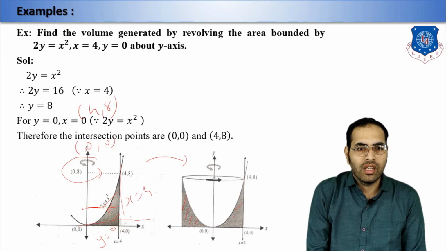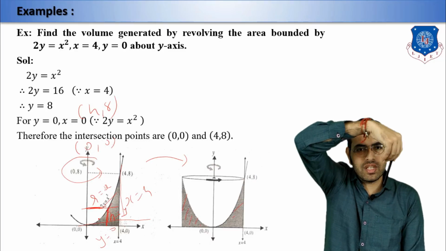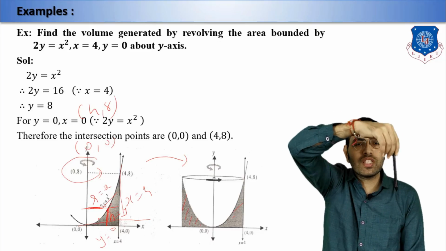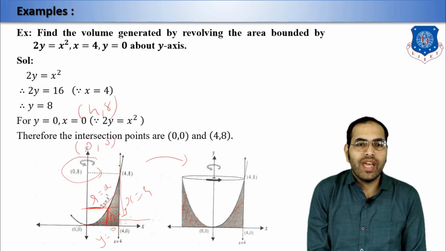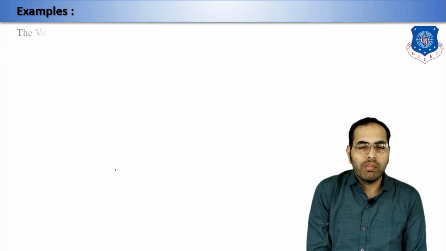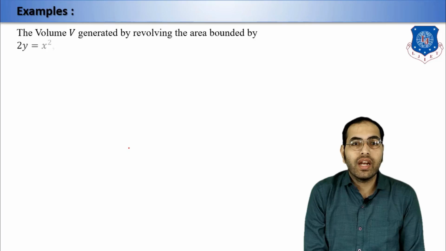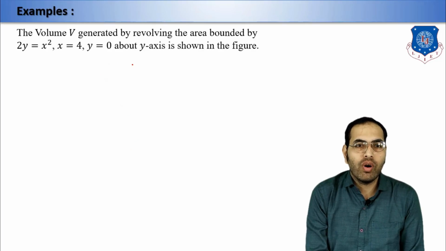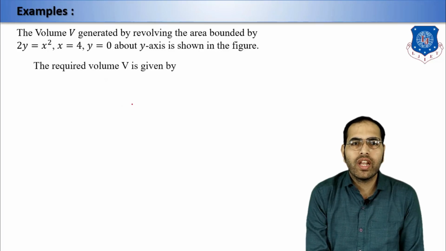Here we consider the radius. This one is indicated by the radius r, meaning r equal to x, and this one is our height, h equal to y. Now rotating this h parallel to the y-axis, it becomes a cylinder. Here x varies from 0 to 4, and the volume V is generated by revolving the area bounded by 2y equal to x square, x equal to 4 and y equal to 0 about the y-axis, which is already shown in the figure.